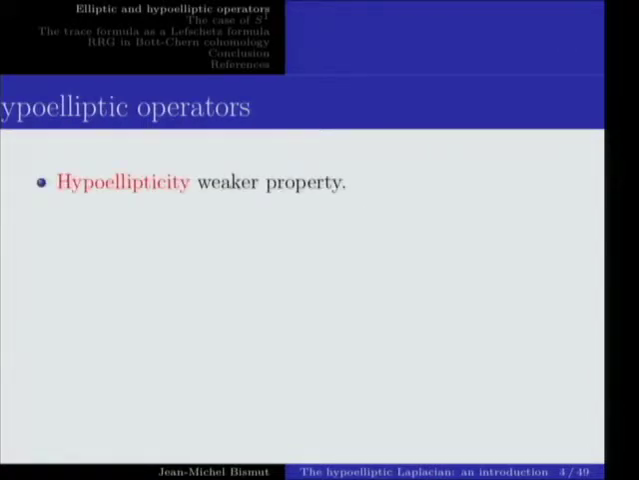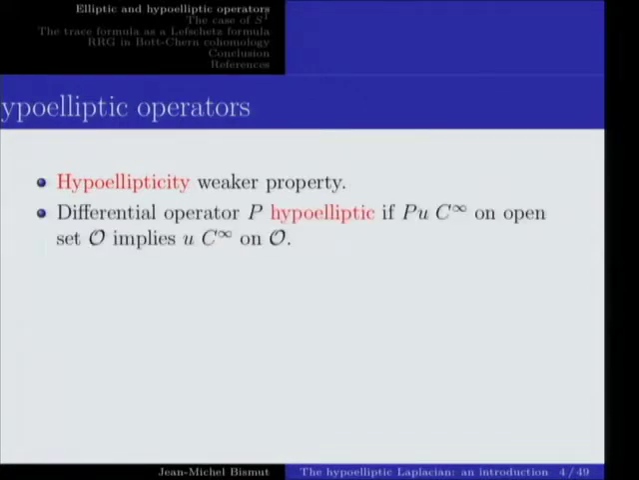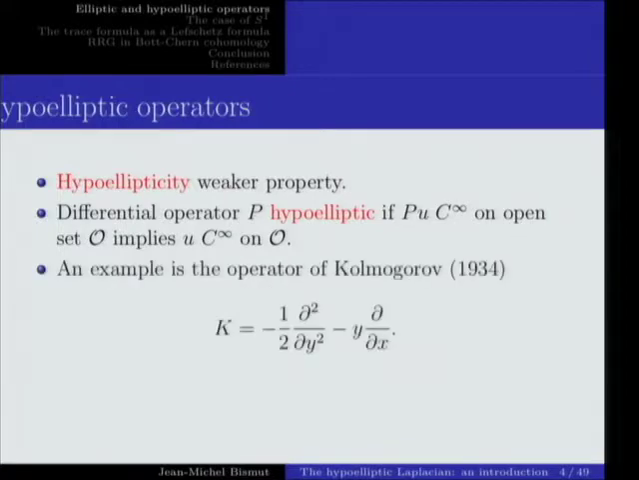So what is a hypoelliptic operator? First of all, hypoellipticity is a weaker property. There is a formal definition of hypoellipticity which doesn't say much: a differential operator P is hypoelliptic if, when acting on a distribution u, if Pu is C infinity on some open set, then u is still C infinity on the same open set. Of course, elliptic operators are hypoelliptic. Hypo means less than elliptic.